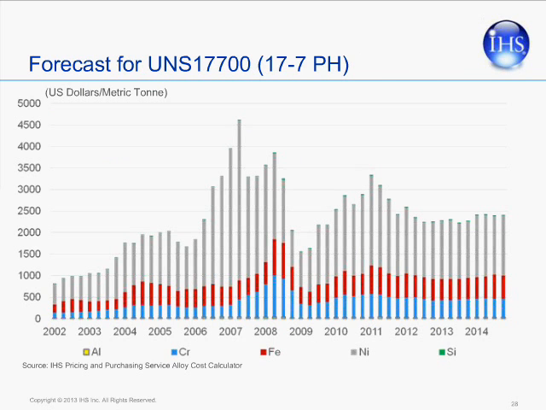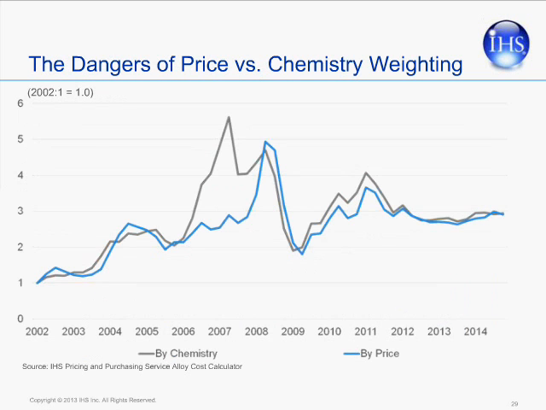So just to look at, because I mentioned it, I wanted to show the difference between a price and a chemistry weighting. So what if we did in 2002 Q1, if we weighted by the contribution to price of each of the materials in this product, and then we just set that index forward, versus what would happen if we weighted it in the manner that we do in the U.S. alloy cost calculator, which is by the contribution to chemistry. Here you see the results.